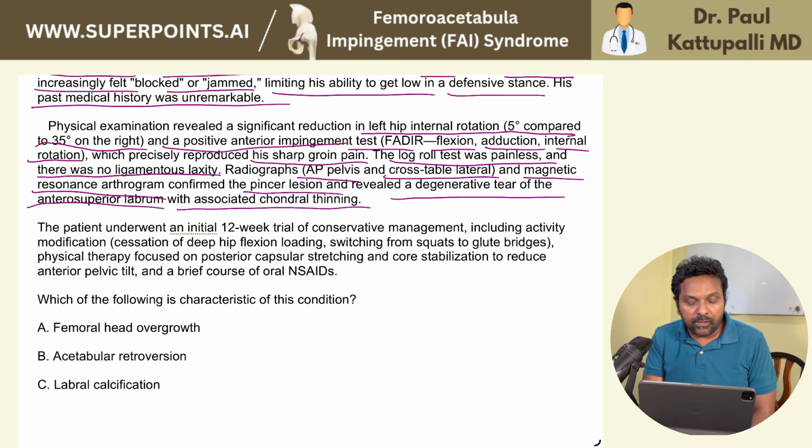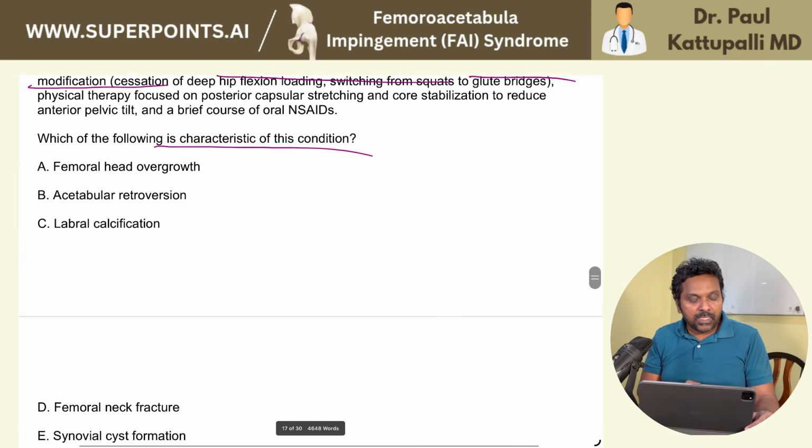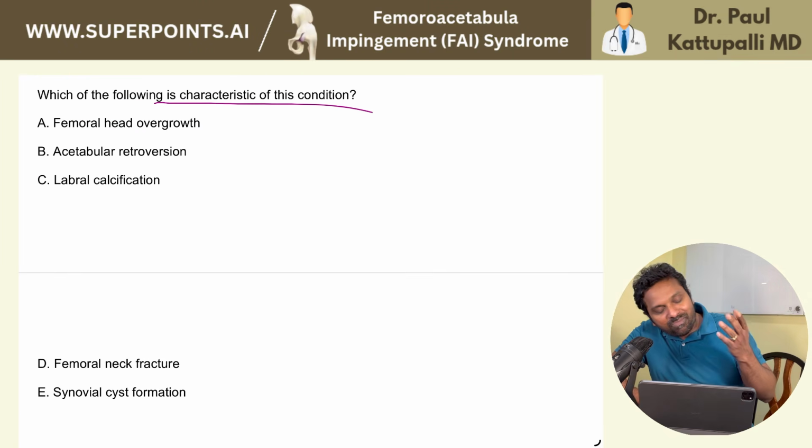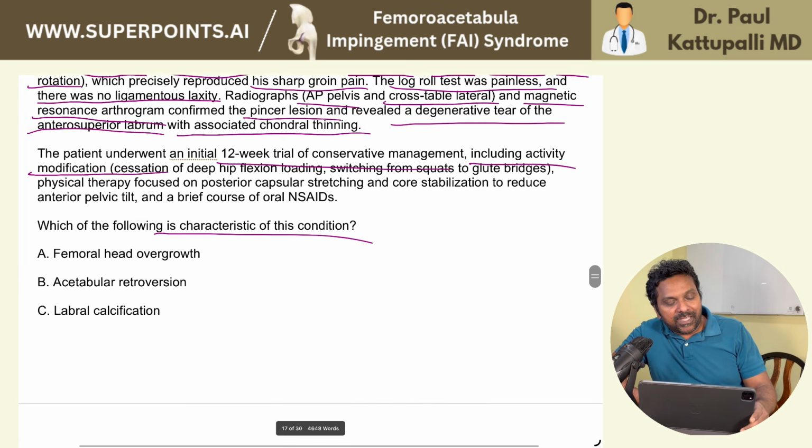The patient underwent an initial 12-week trial of conservative management, including activity modification, cessation of deep hip flexion loading, switching from squats to glute bridges. Physical therapy focused on posterior capsular stretching and core stabilization to reduce anterior pelvic tilt, and a brief course of oral NSAIDs. Which of the following is characteristic of this condition? So this is a beautiful question again, and you need to identify the correct answer here.